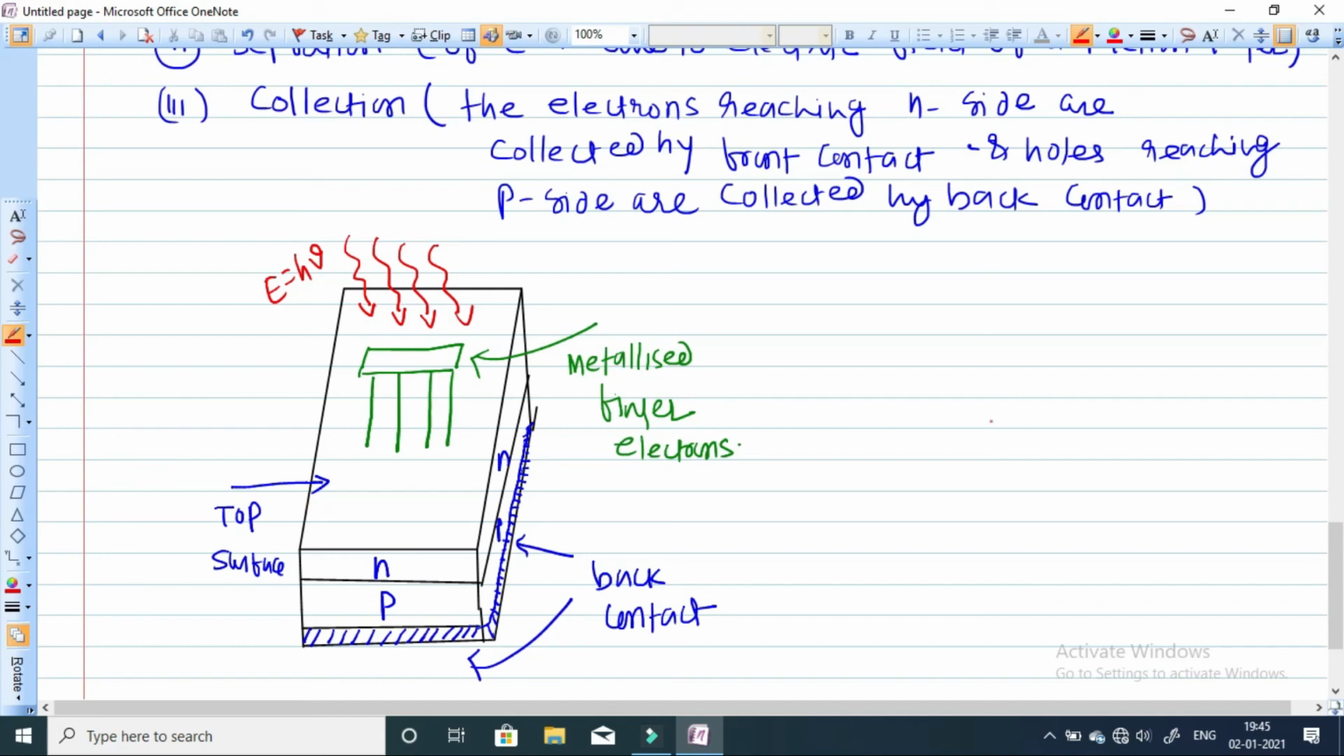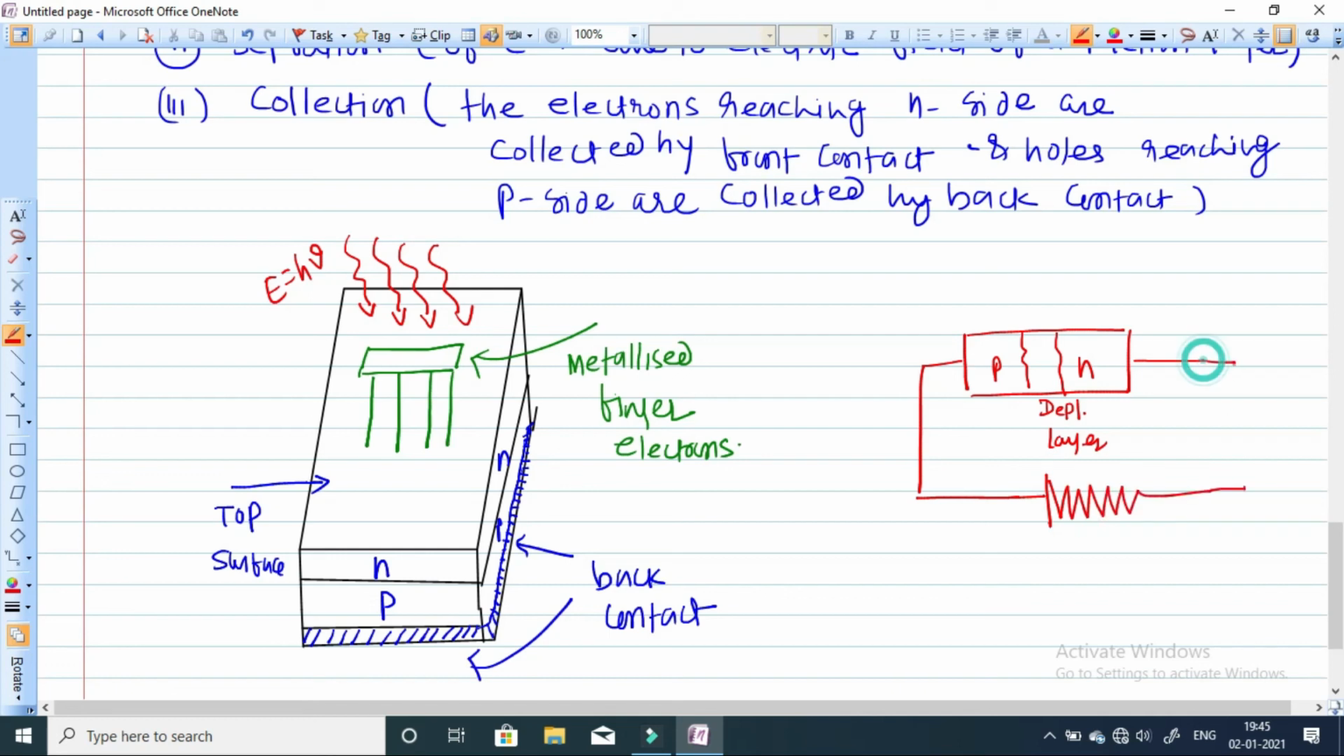Now we will see the diagram. This is your P, this is your N, the PN junction, and this is the depletion layer. This is your P type, and here it is your N type. Now just connect P and N. Here we can connect one load. Then current will start flowing. The load current will be equal to I R. So this is the working of the solar cell.